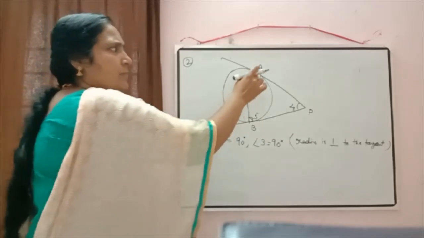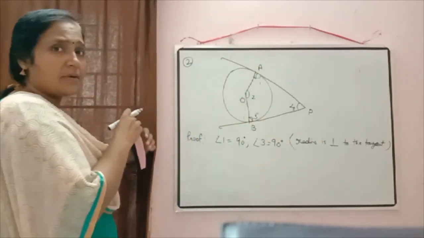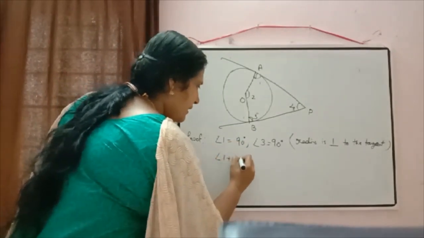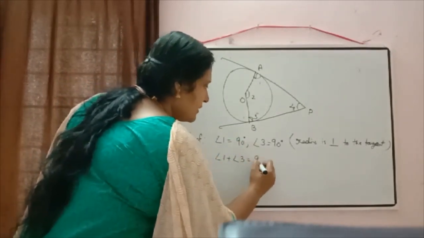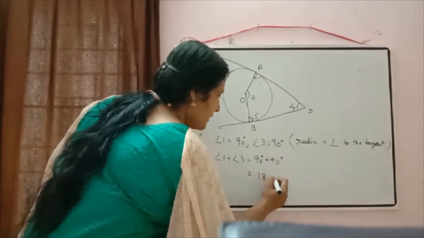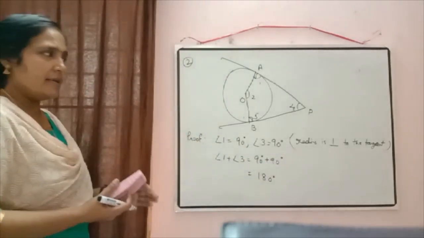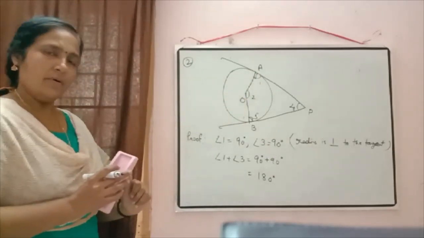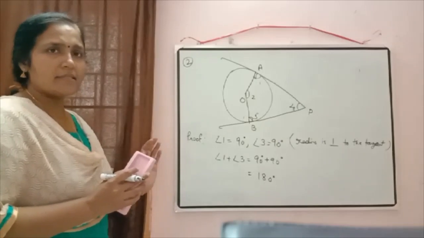So I think we have to prove angle 1 plus angle 3 is equal to 180 degrees. Here only we can add. Angle 1 plus angle 3 is equal to 90 degrees plus 90 degrees. Therefore, it will be equal to 180 degrees. So we got angle 1 plus angle 3 is equal to 180 degrees. So the first part is over.